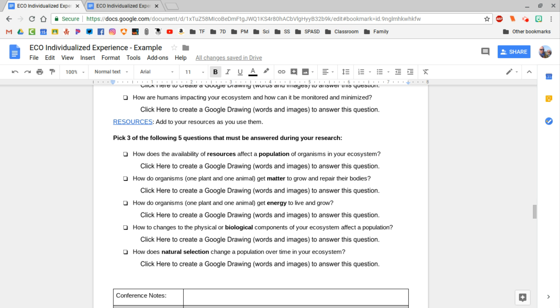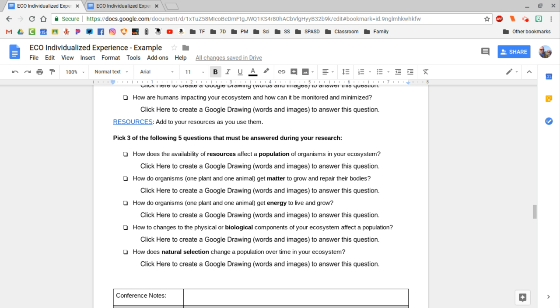So just some examples. The second one is, how do organisms, you need to include one plant and one animal, get matter to grow and repair their bodies. So this is talking about what they eat and the energy they take in, the actual food part of it. How do they get the food? How do they grow? How do they repair? So an organism to survive must grow and repair their bodies, both plants and animals.